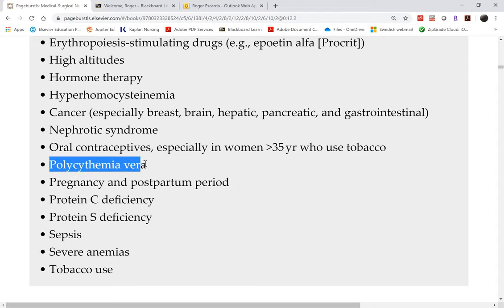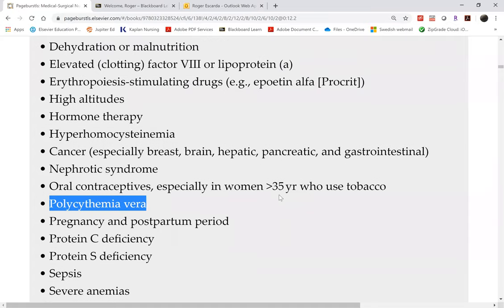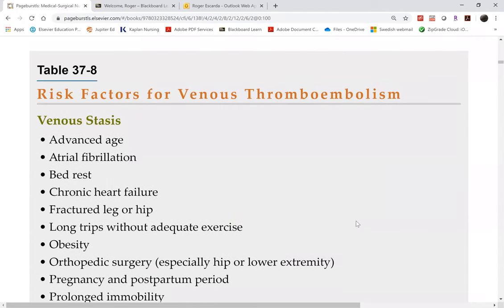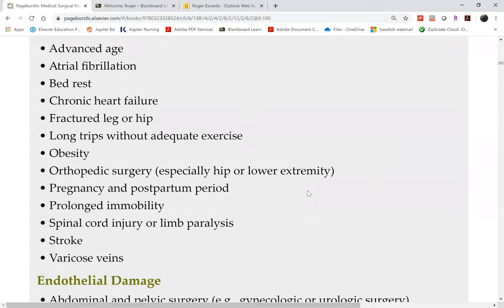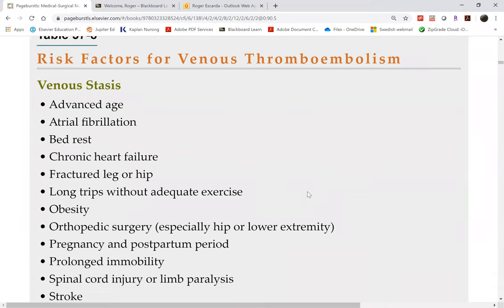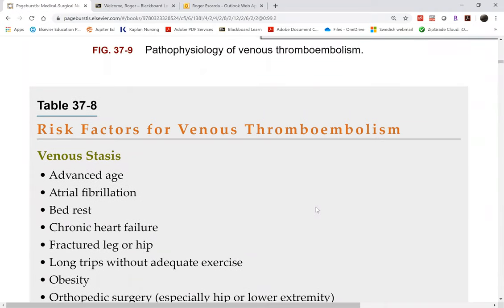Polycythemia vera is in chapter 30. Blood disorder resulting in increase in the red blood cell, white blood cell, and platelet counts. Thickens your blood. So once your blood is thick, then that is going to lead to hypercoagulability. So it's pretty simple with prevention, because if you know the risk factors, table 37-8, then you know who are at risk for DVTs. So in skills lab, we learned who do you assess for the risk of DVT formation?